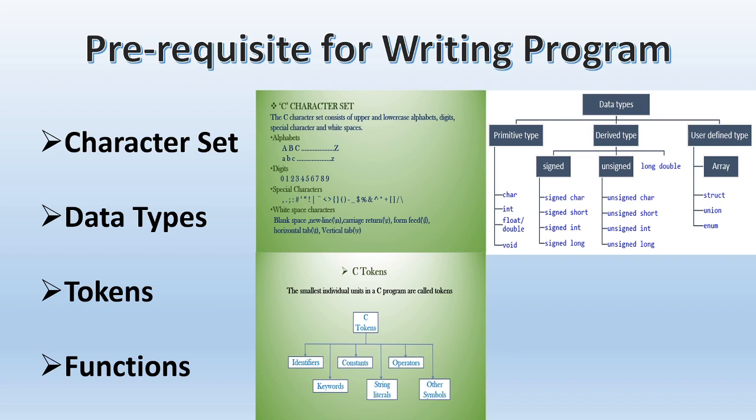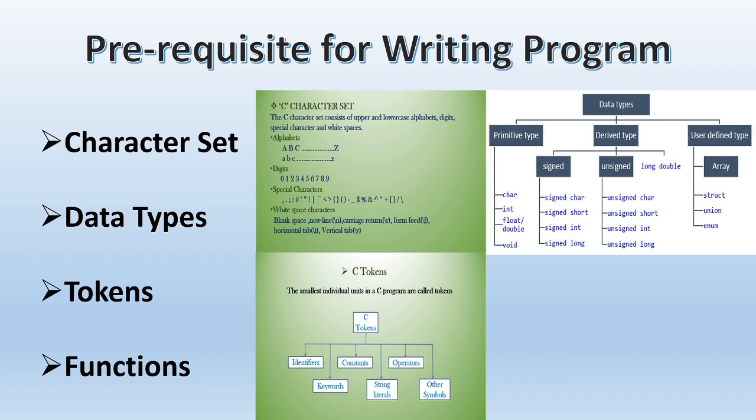Then you have keywords. Keywords are special reserved words which convey a special meaning to the compiler. You cannot use keywords as identifier and constant in a program. So they convey a special meaning to the compiler, and one cannot use them as normal identifier and constant.